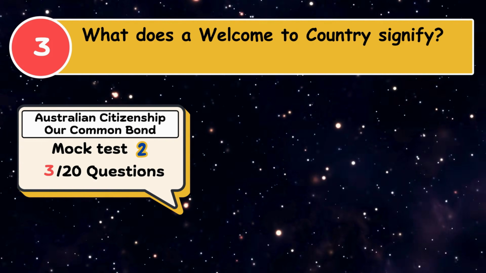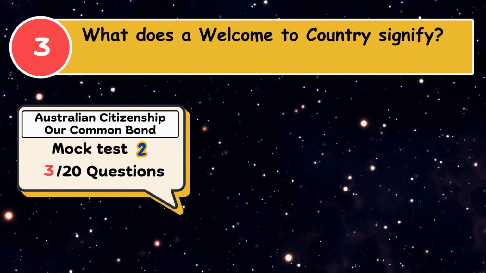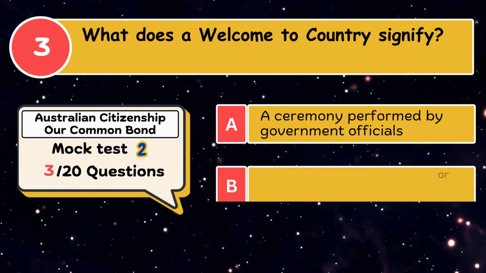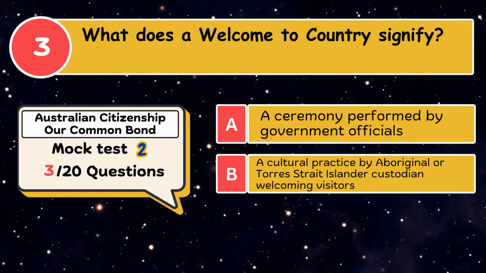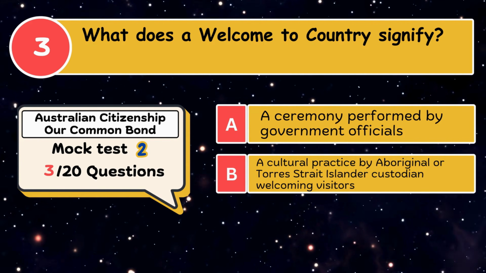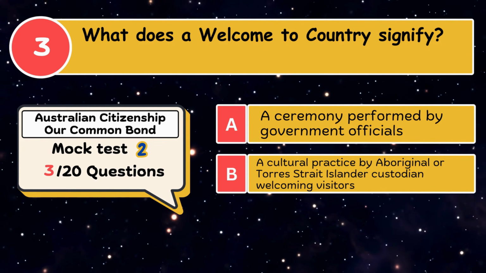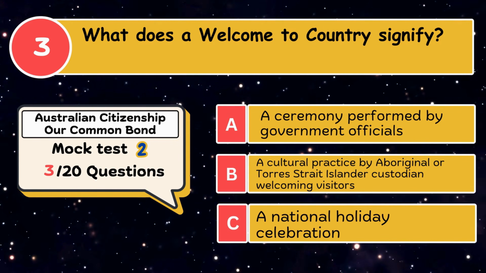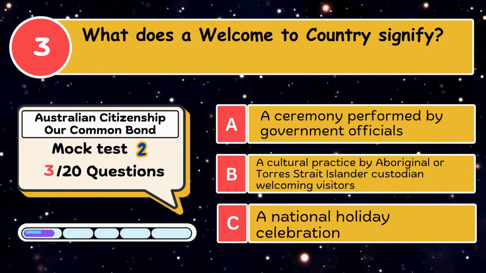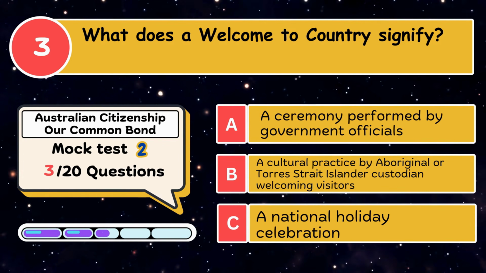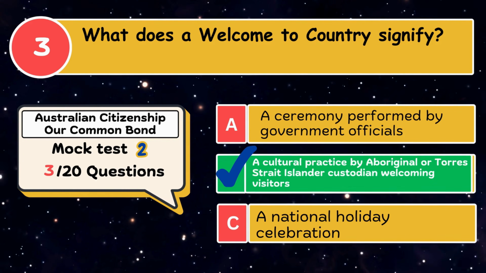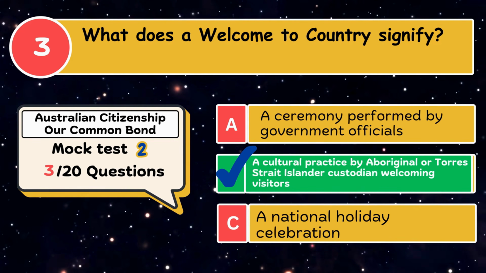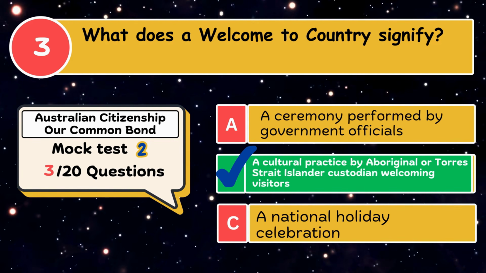What does a welcome to country signify? A. A ceremony performed by government officials. B. A cultural practice by Aboriginal or Torres Strait Islander custodian welcoming visitors. C. A national holiday celebration. The correct answer is a cultural practice by Aboriginal or Torres Strait Islander custodian welcoming visitors.